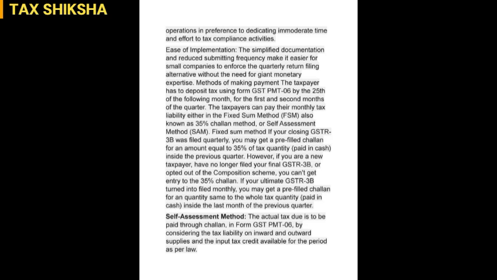If your last GSTR-3B was filed monthly, you may get a pre-filled challan for an amount equal to the total tax amount paid in cash in the last month of the previous quarter. Self-assessment method. The actual tax due is to be paid through challan in Form GST PMT 06 by considering the tax liability on inward and outward supplies and the input tax credit available for the period as per law.